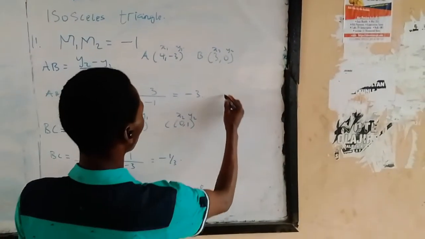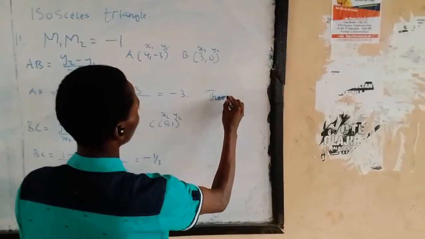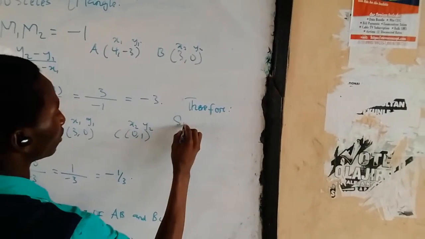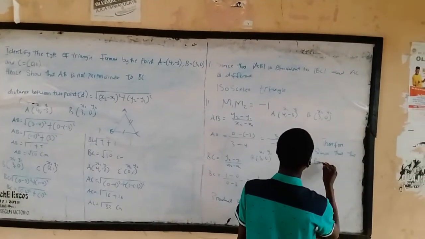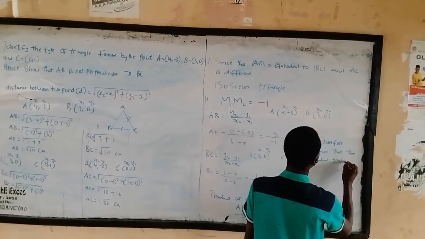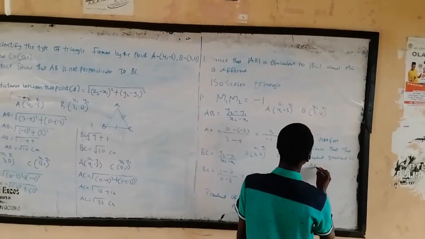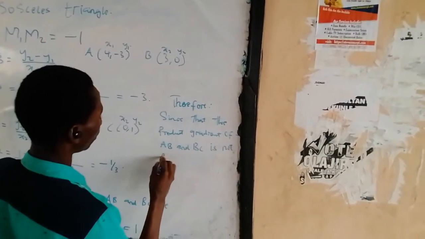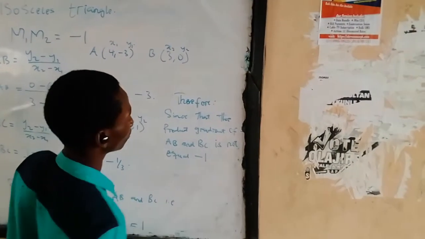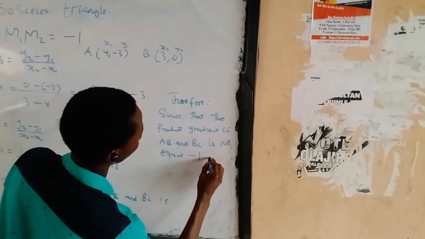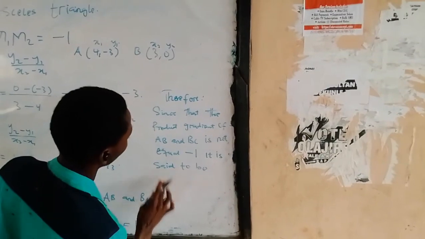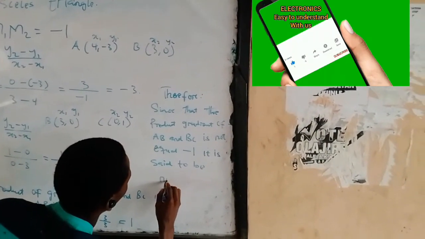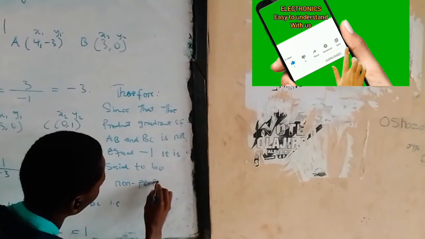Therefore, since the product of the gradient of AB and BC is not equal to -1, it is said to be non-perpendicular.